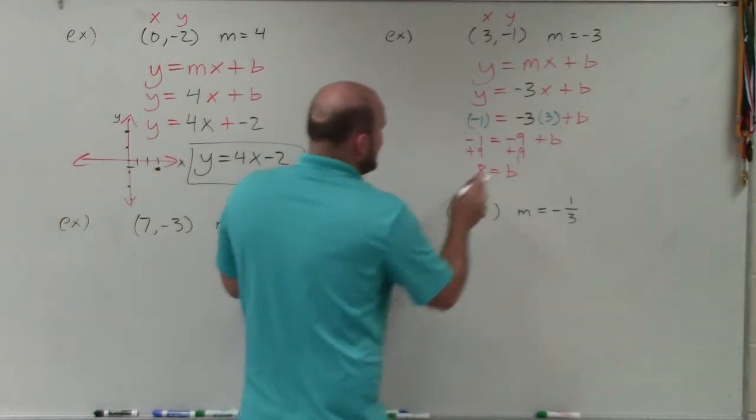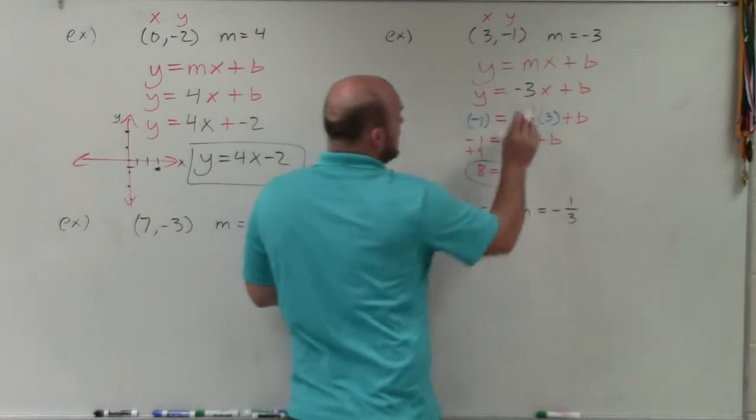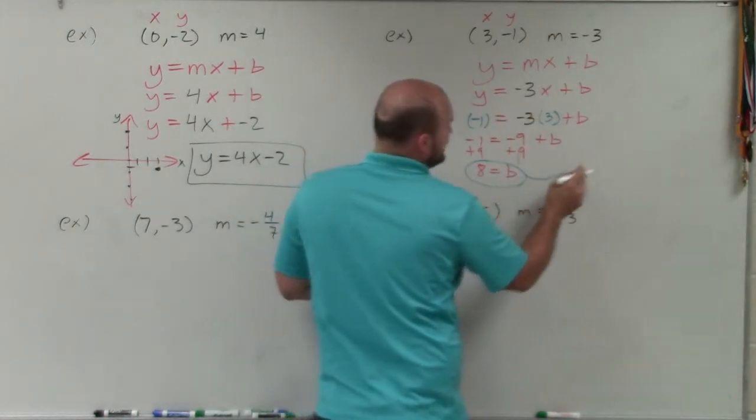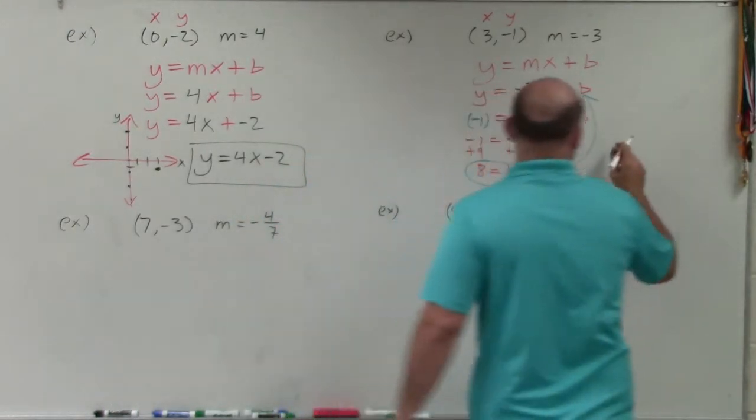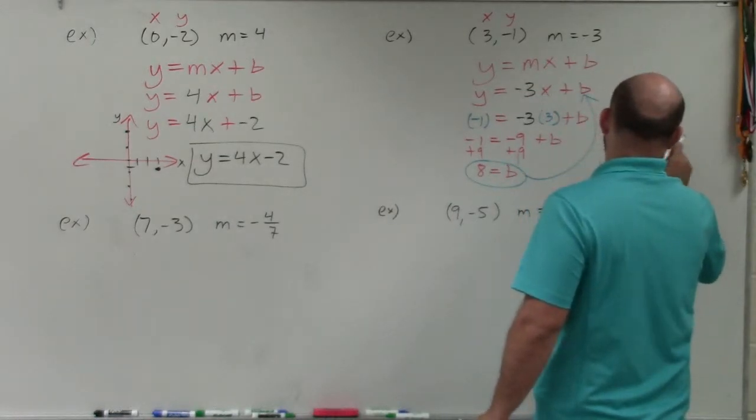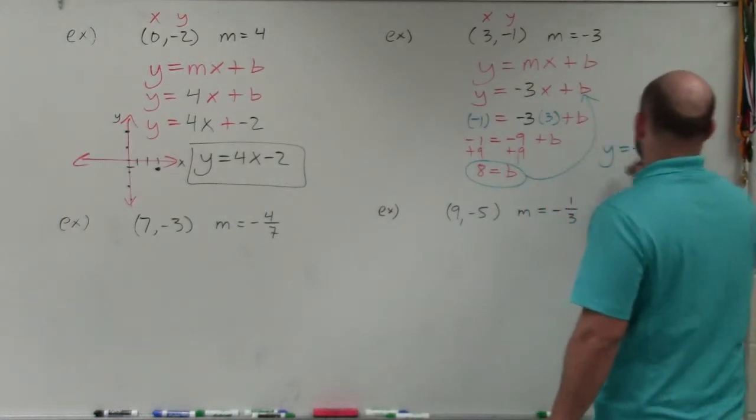So now I know what b is. And I already know what m is. Now I just need to plug that in for b. So my final answer is y equals -3x plus 8.